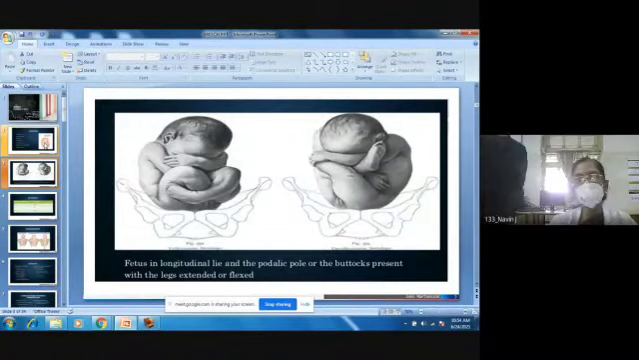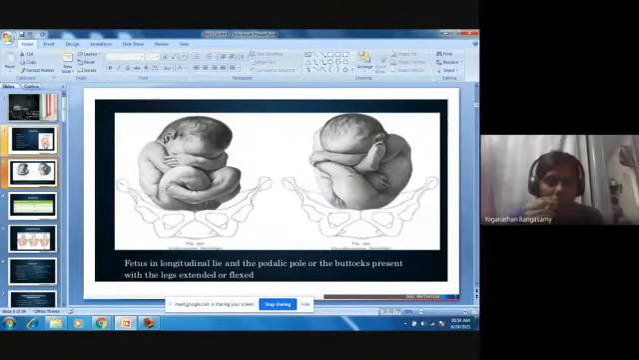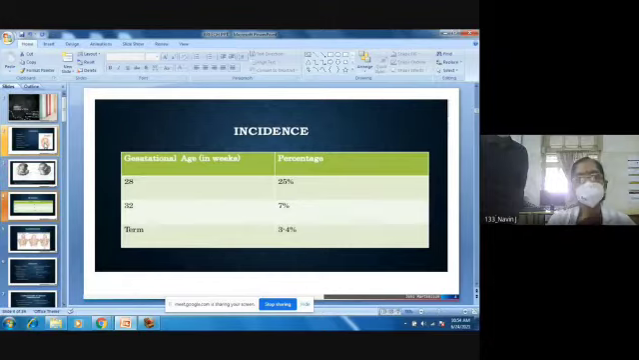Okay, so the podalic pole of the baby is presenting in the lower pole of the uterus. You call it a breech presentation, right? So what is the incidence? Prematurity is the commonest cause of breech.